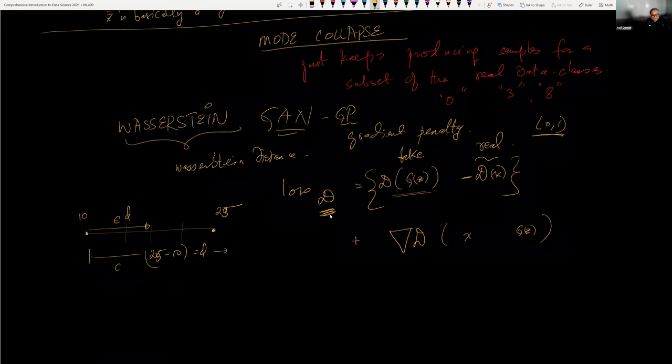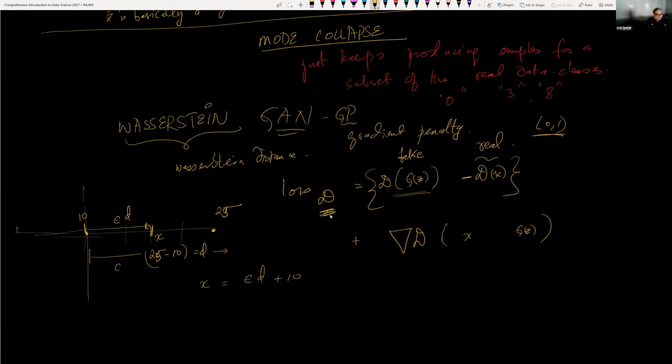To get to an arbitrary point X, X would be epsilon times D plus 10. 10 because you're starting out at 10. Given that the origin is here, zero, would you agree that this distance X is epsilon times D plus 10? 10 is the starting one. Do you agree with that, guys? Seeing this picture? So epsilon is a number between 0 and 1. It's some fraction between 0 and 1.